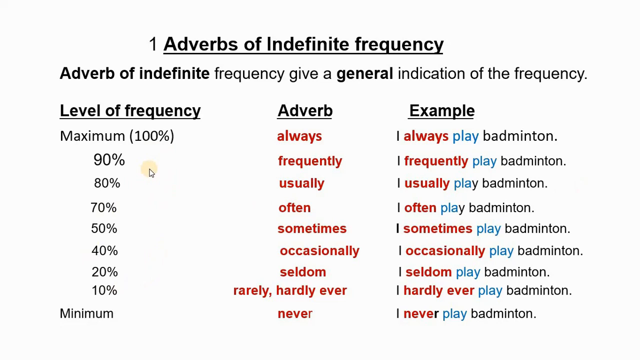And the numbers here, the percentages, are not exact. Okay? Do not worry about the exact percentages, because they are not important. What is important is the relative order of the adverbs. For example, seldom is less frequent than often. And often is less frequent than frequently. So the relative order of these adverbs is important.